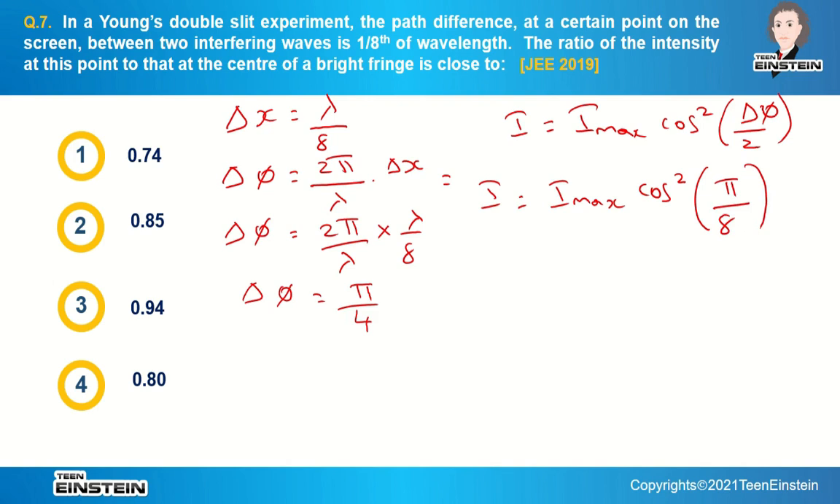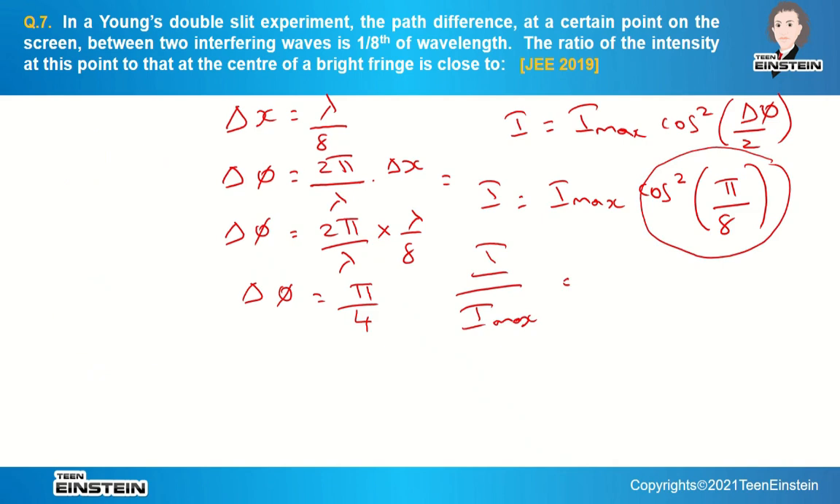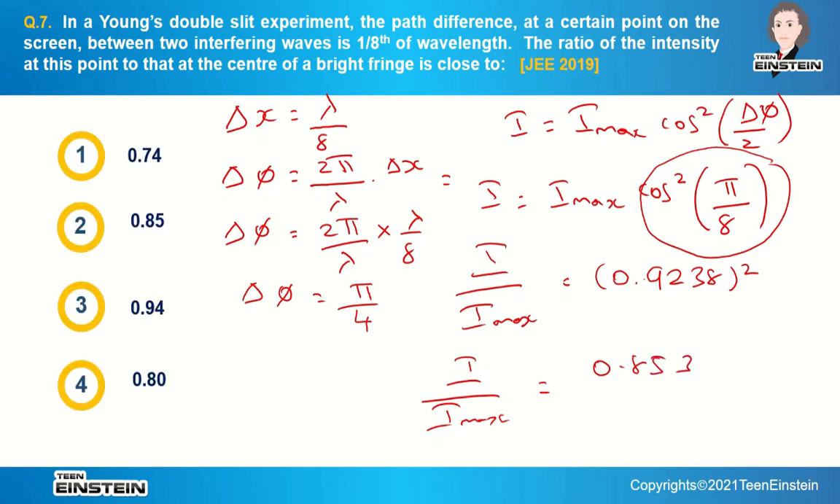Okay, so if you solve this, you will get I by I max equal to 0.9238 the whole square, so I by I max is 0.853. So the correct answer is option 2, 0.85.